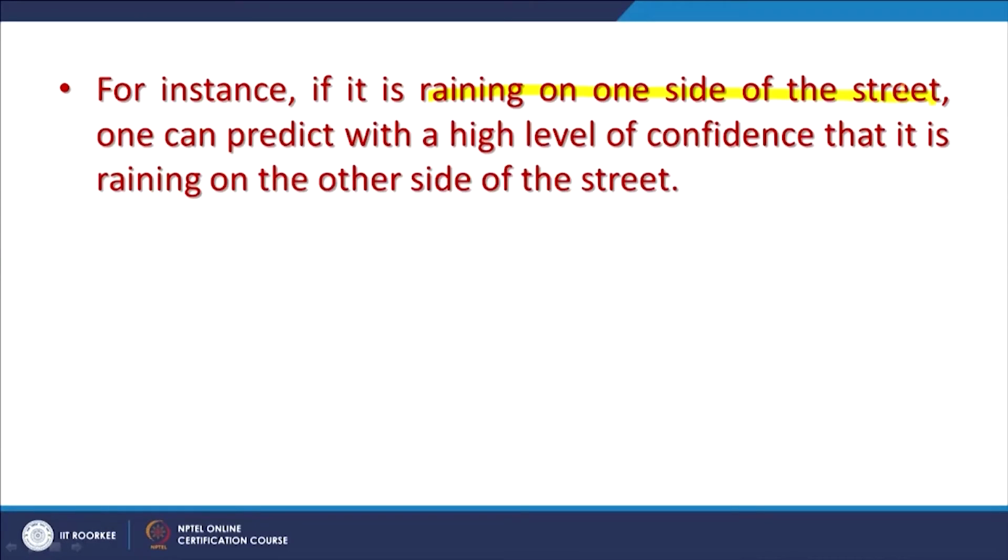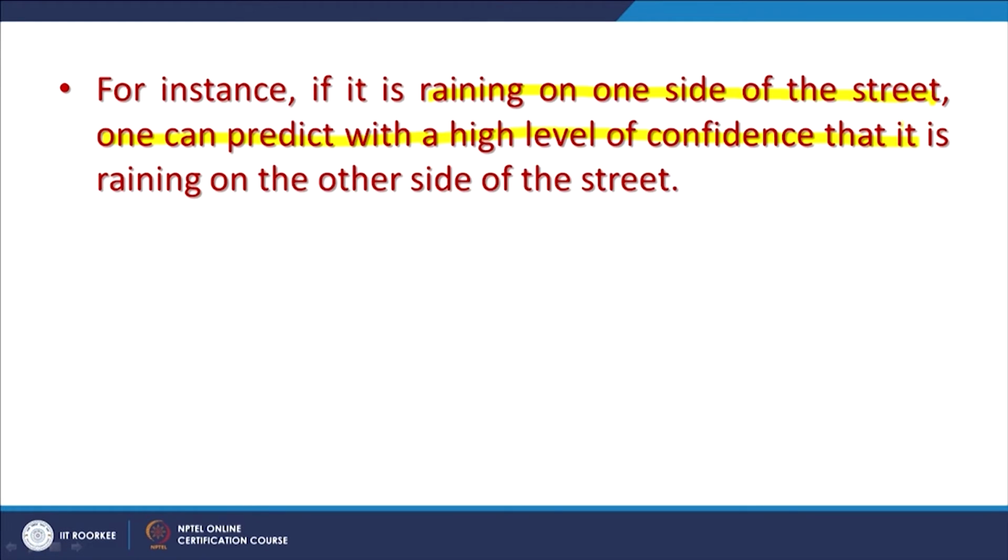When we come to the real situation, things start becoming a little complicated. For example, if it is raining on one side of the street, one can very much predict that the other side of the street will also have rain.